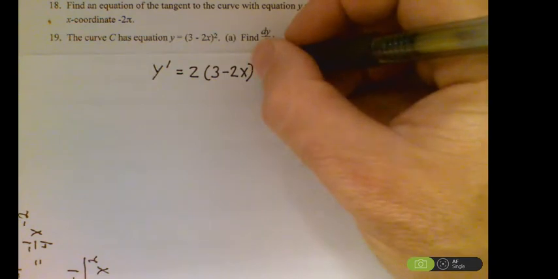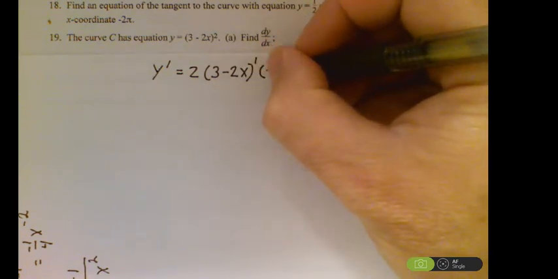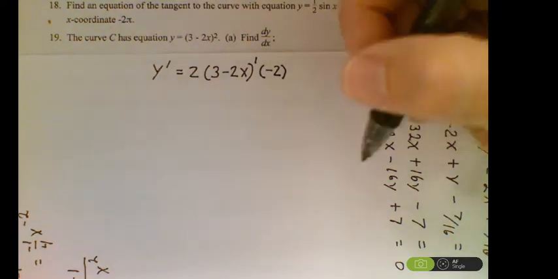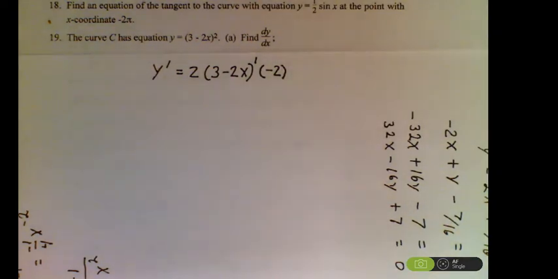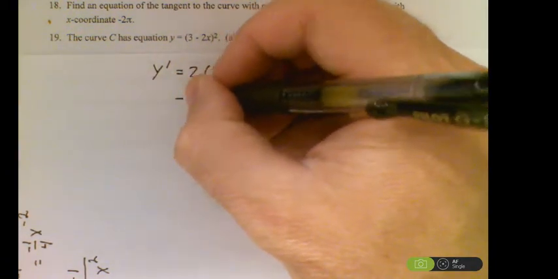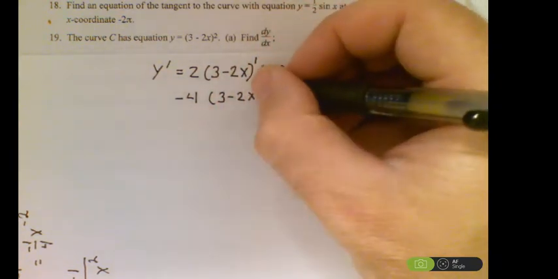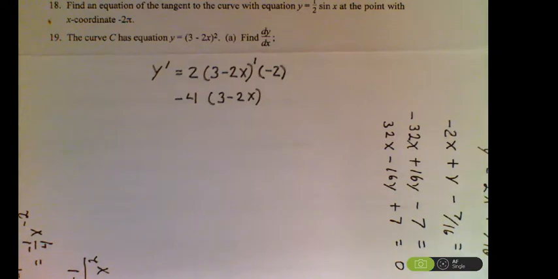And so because this is chain rule, I always want to remember to multiply by the derivative of the interior function. Really a commonly missed step on this process. So I can now take that -2, multiply it to the front, and get -4 times 3 minus 2x to the first. So there's our derivative.